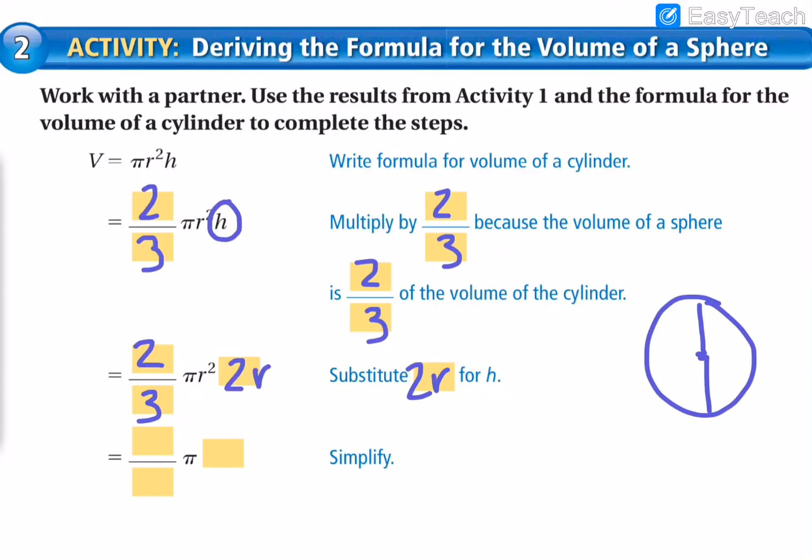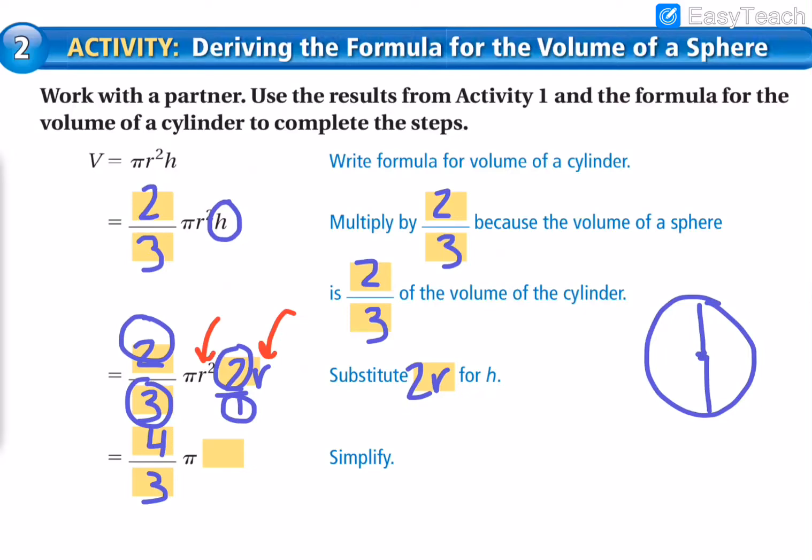And then if we simplify, this is like, okay, we have 2/1, so 2 times 2 gives us our 4. 3 times 1 gives us our 3. And then this is the hard part right here. I'm going to change the color. We've got r squared and r.